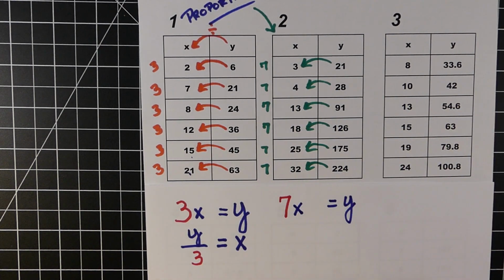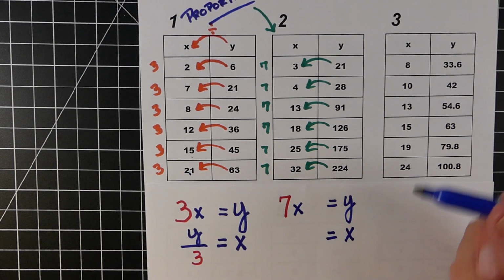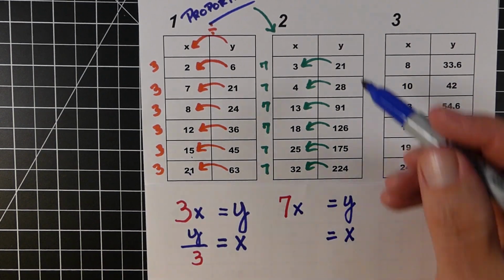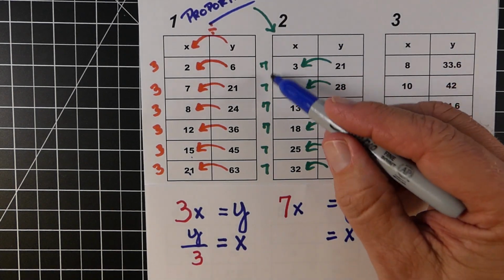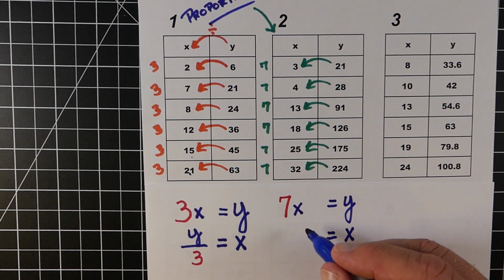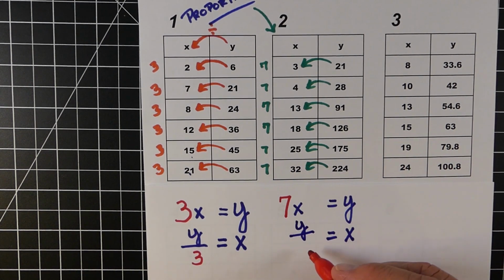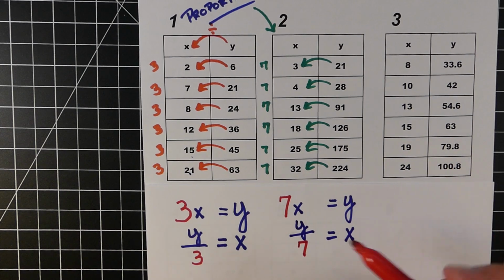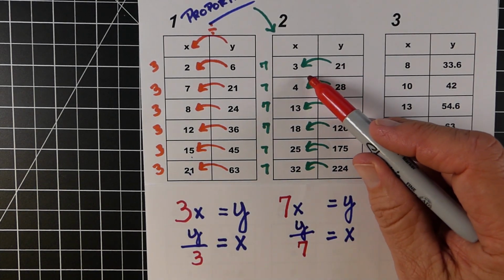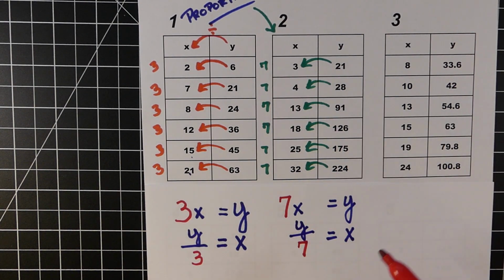When we get to the point where we're trying to find x, just like before, we have to think, what are we going to do to the y to give us the x? And we're going to be using this constant of 7. So we're going to take whatever y is, and divide it by 7. And that will give us x. So think about 21 divided by 7, that would be 3.